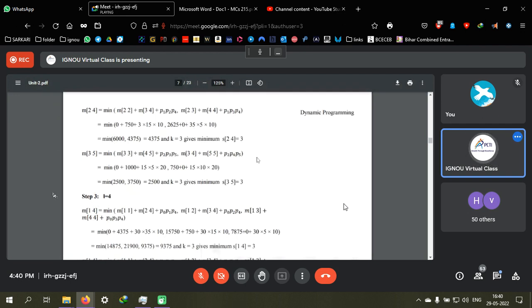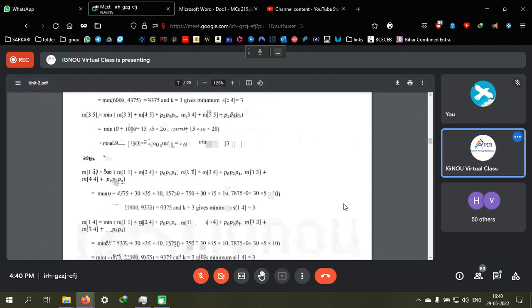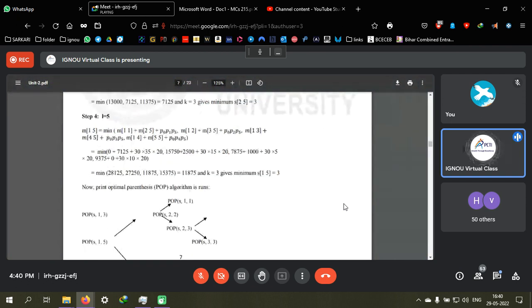Now here you have 1 and 4. That means 3 values you got here, and after that you have to take the minimum value. So the first one here is this, the second one here is this, and the third one here is this. Similarly, for 1, 5, you are doing the same.